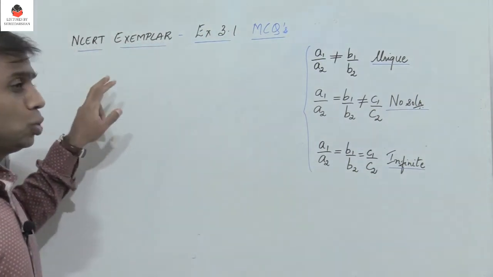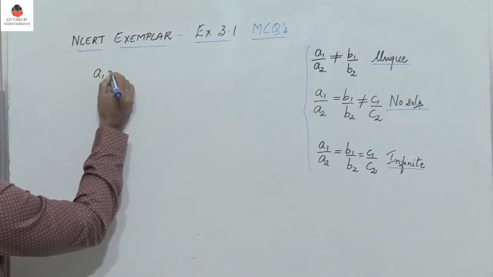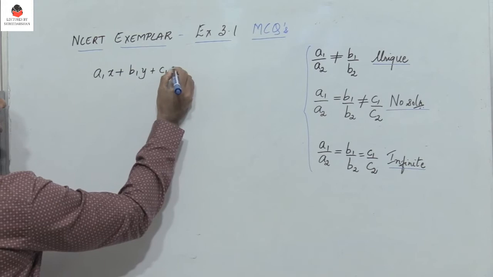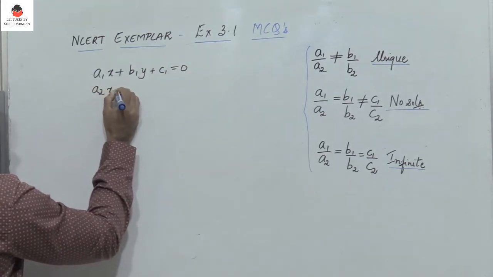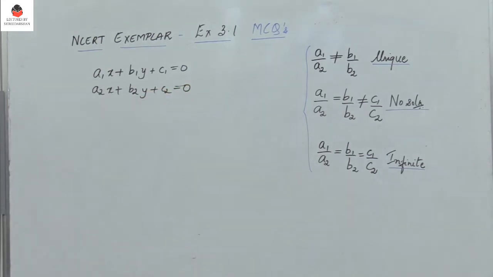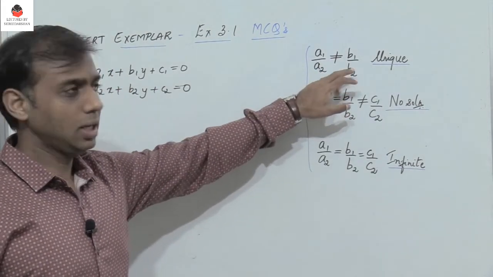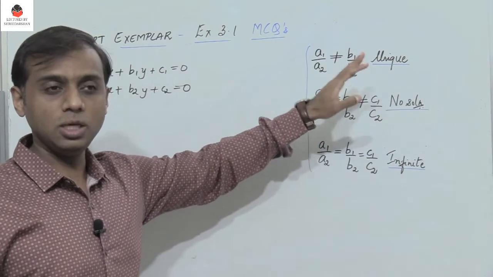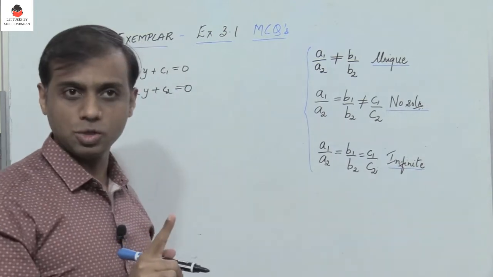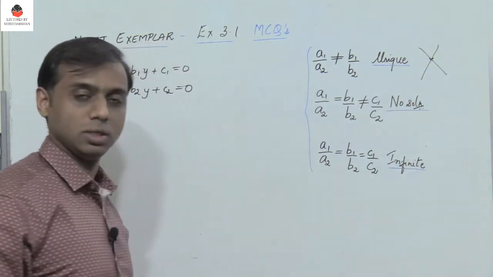Now if there are two linear equations, which are a1x plus b1y plus c1 equal to 0 and a2x plus b2y plus c2 equal to 0, then if a1 by a2 is not equal to b1 by b2, then we have a unique solution. Unique solution in the sense that the pair of linear equations have only one solution, or graphically they represent two lines which are intersecting at a given point.